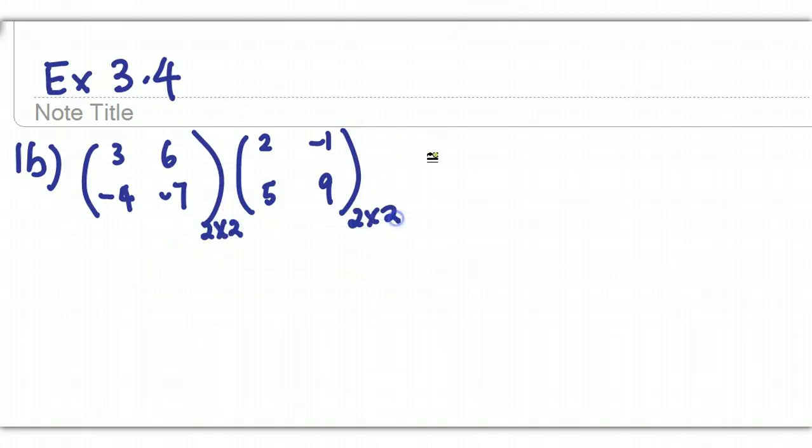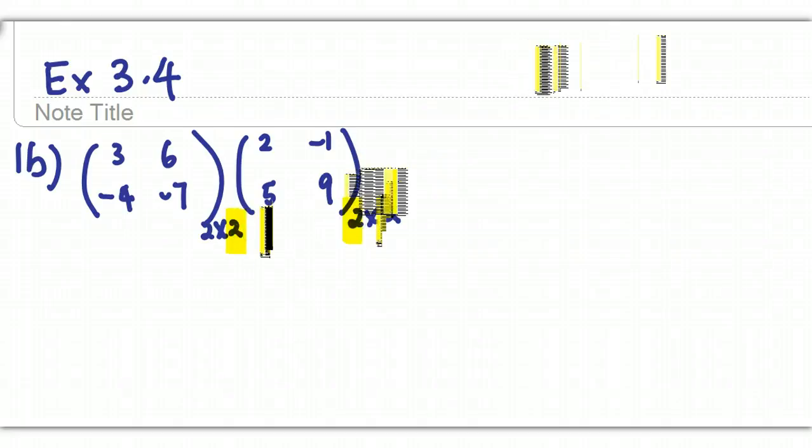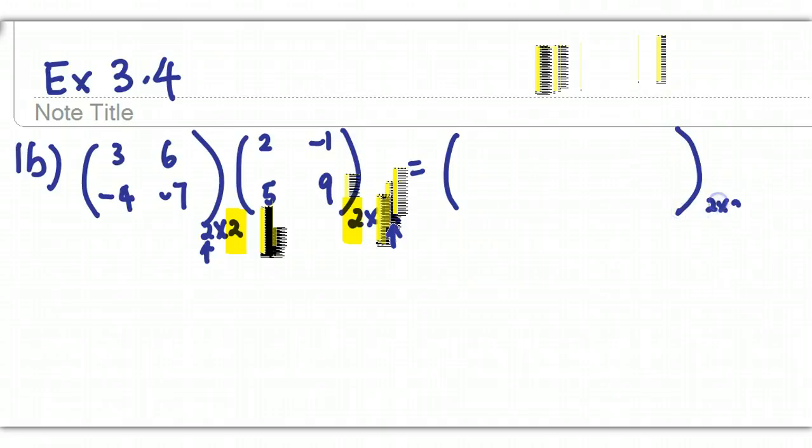These two are 2 by 2 matrices. Remember to check whether the matrices can be multiplied in the first place. We need to look at the two numbers in the center. They are the same, so we know we are safe. Next, to get the order of the final matrix, we will need to look at the first and the last number. And we know that in the end, we will end up with a 2 by 2 matrix.